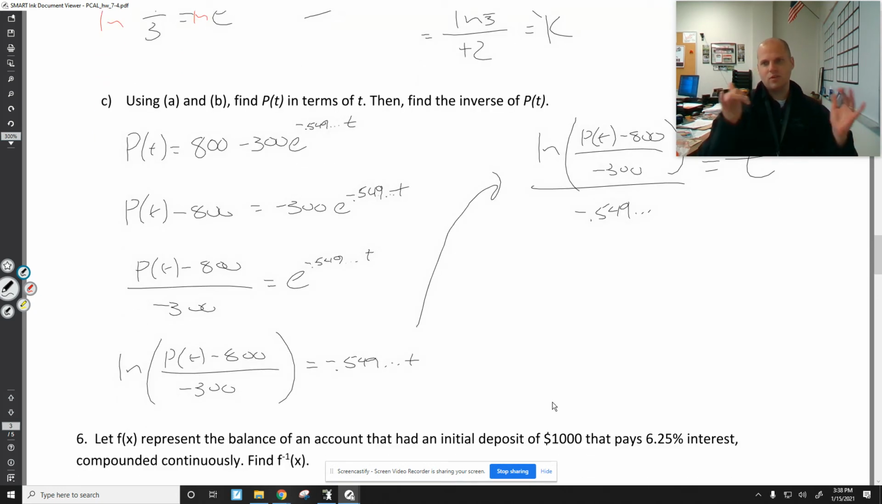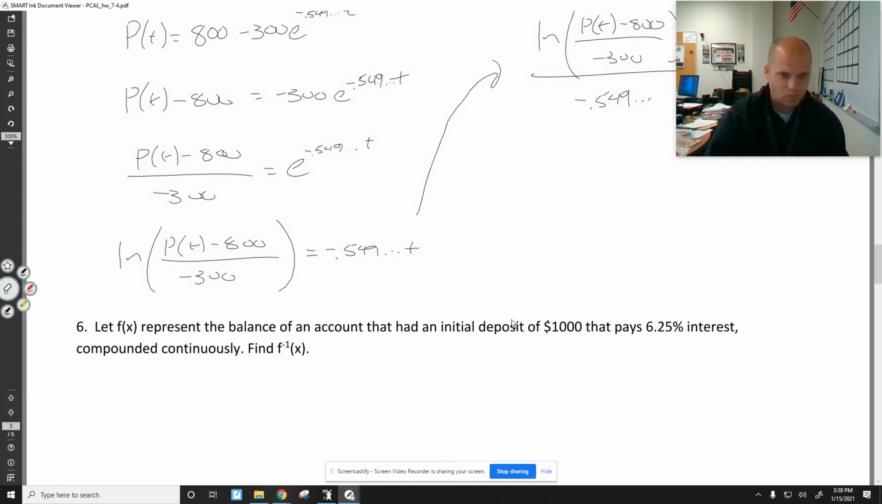Inverse is when you flip-flop the variables and then solve for the other one. Like if this is x and this is y, you would solve for y. This is the inverse. So I don't know if there's anything more to that. Don't stress about it. It's not that important.